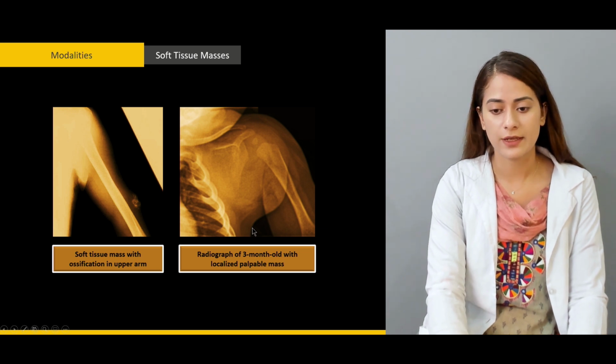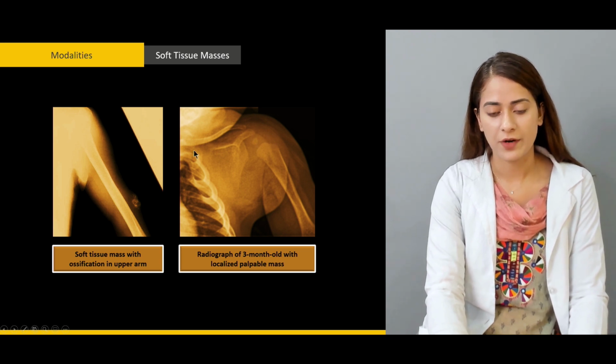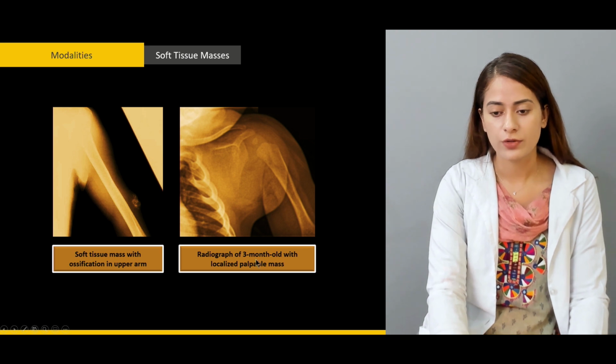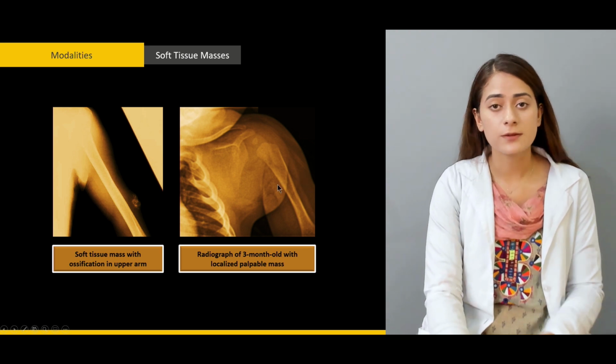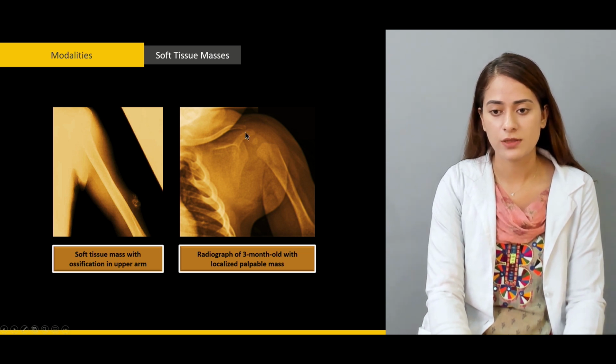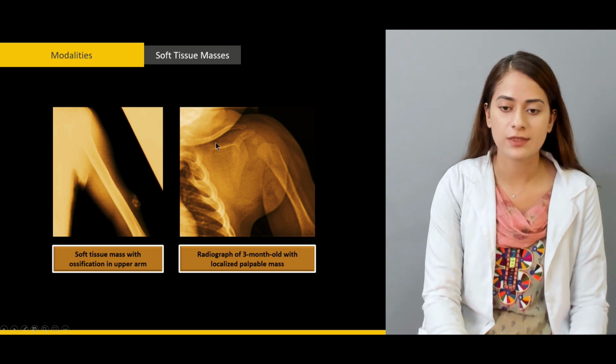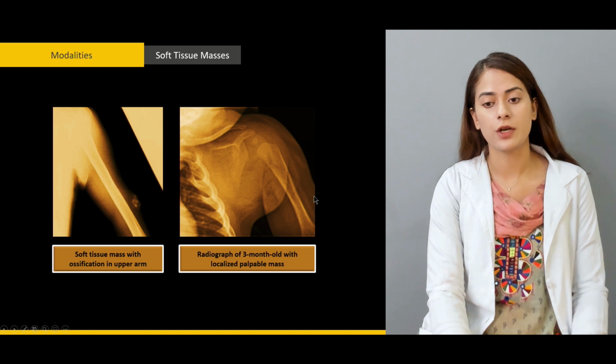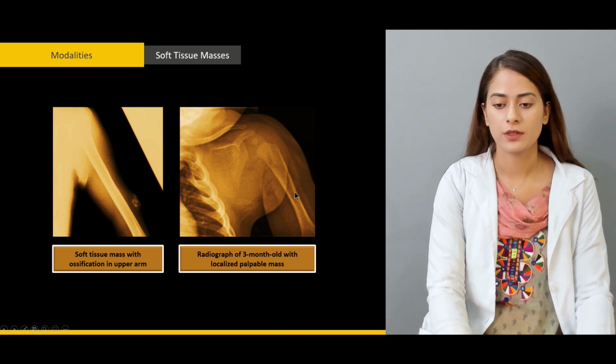This is a 3-month-old baby. As we can see, the ossification is not complete. Very tiny bones. This is a baby of 3 months, and there is a soft tissue mass right here, and these are the margins. The entire region is a soft tissue mass. This is how soft tissue masses appear on radiographs.